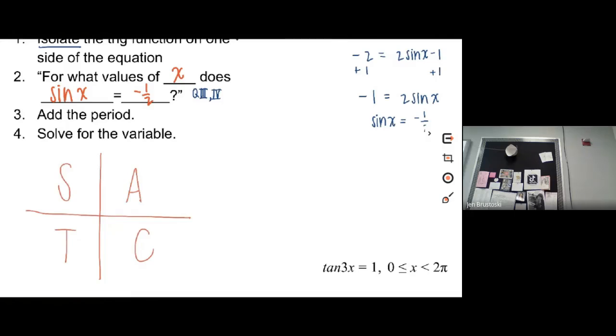One more than the denominator. So it goes pi over 6, 5 pi over 6. What's this one? Yeah. 7 pi over 6. So at 7 pi over 6, it's -1/2.